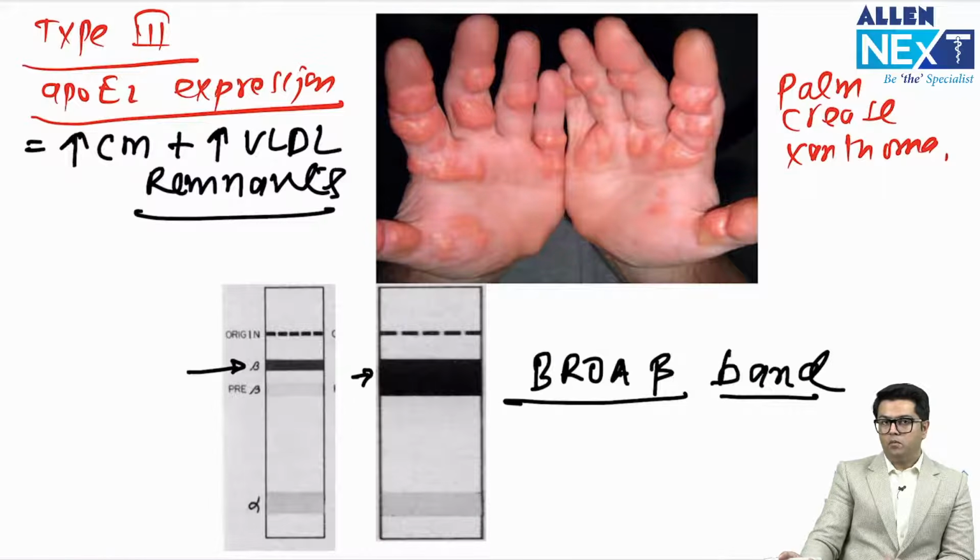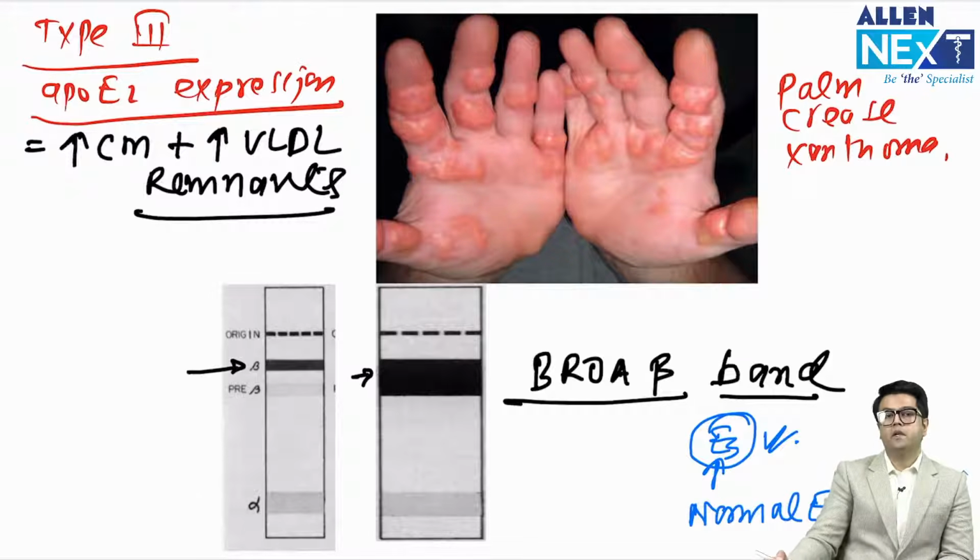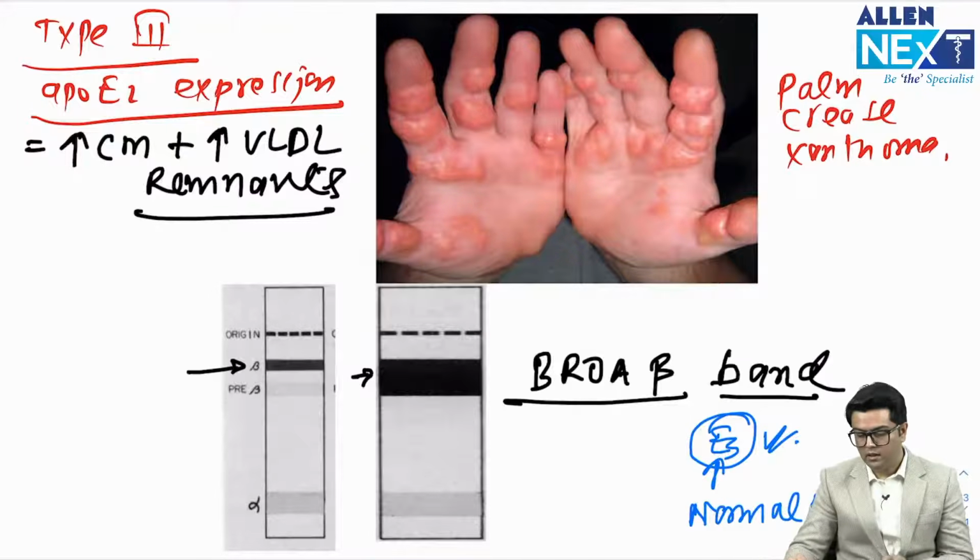So guys, E2 is abnormal. So what is a normal E? E3. And what is the importance of E4? Increased risk of Alzheimer's disease. So you just remember that the normal E is actually E3, right? E3 is a normal E.